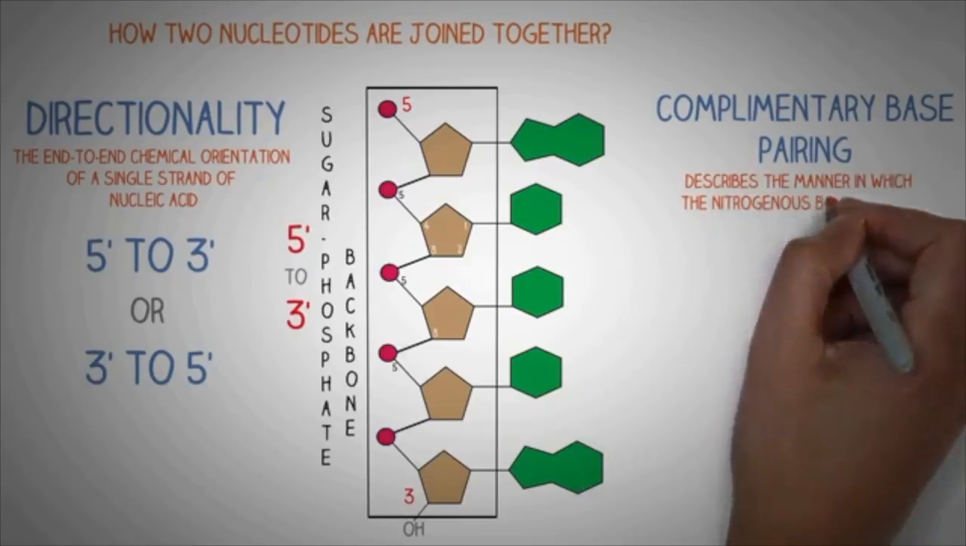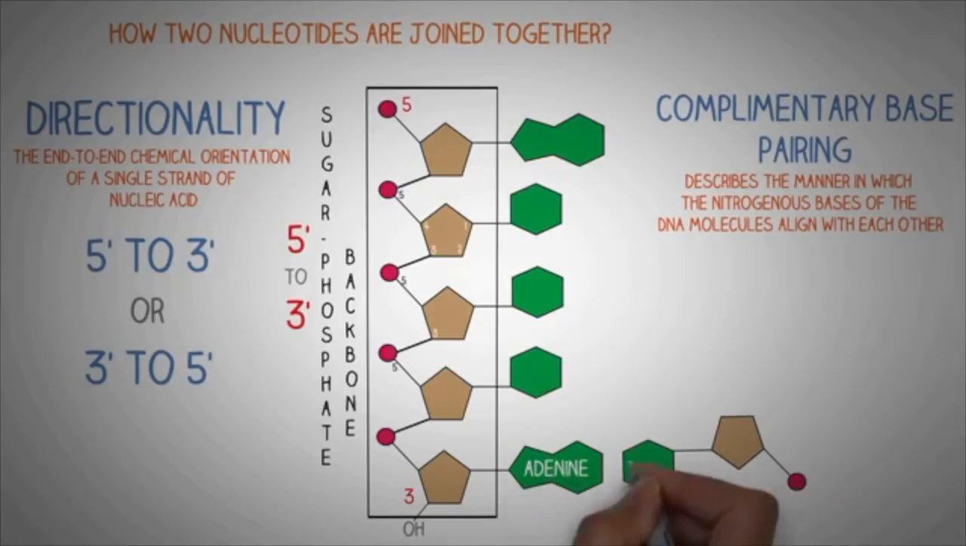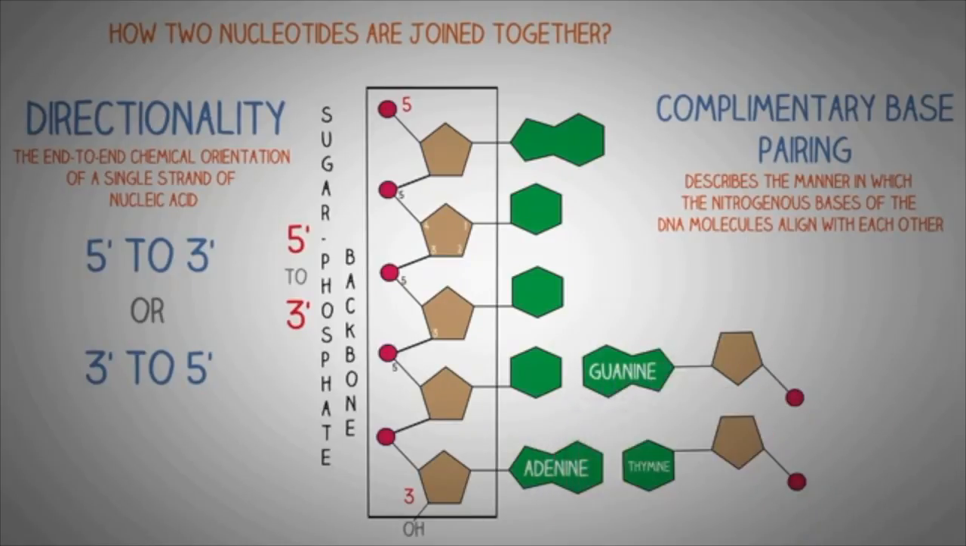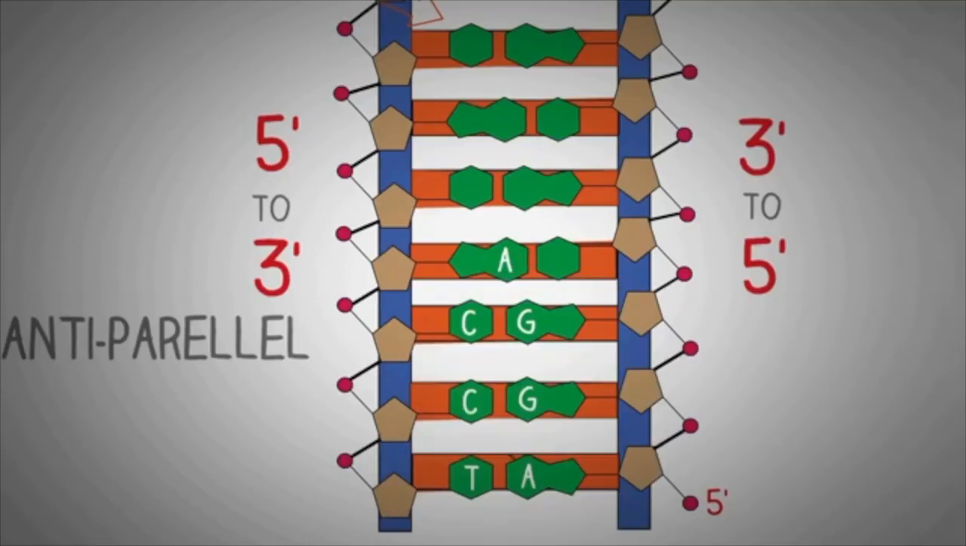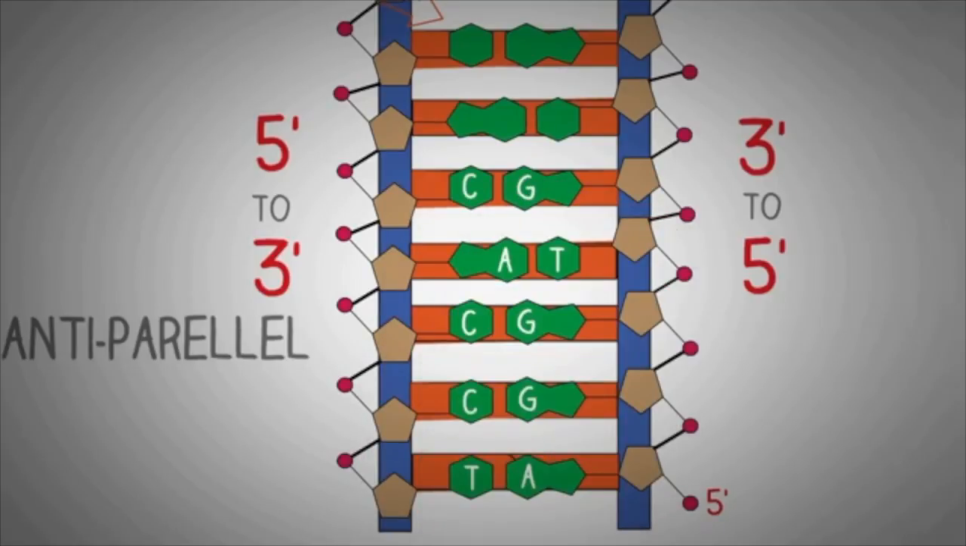Now, the next important thing for you to understand is the complementary base pairing, which describes the manner in which the different nitrogenous bases of DNA strands align with each other. So it basically means that the base adenine pairs always with the base thymine, and the base guanine always forms hydrogen bonds with the base cytosine. You can see this rule in action in the DNA stepladder model, where you can see that the base A always pairs with the base T and the base C always pairs with the base G. These bases are essentially forming the hydrogen bonds in the center, which holds these two strands of the DNA together.